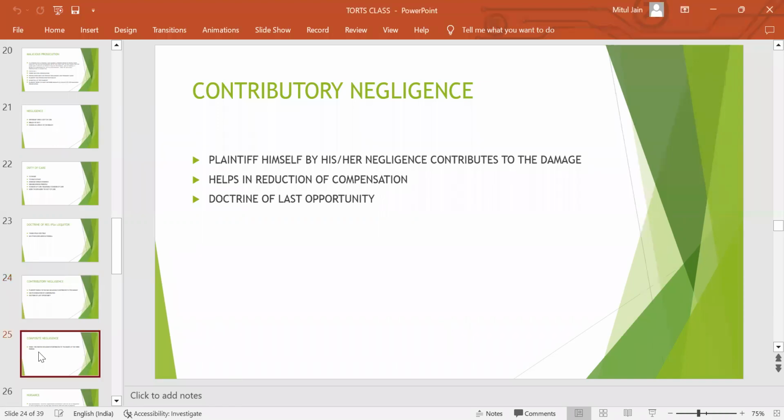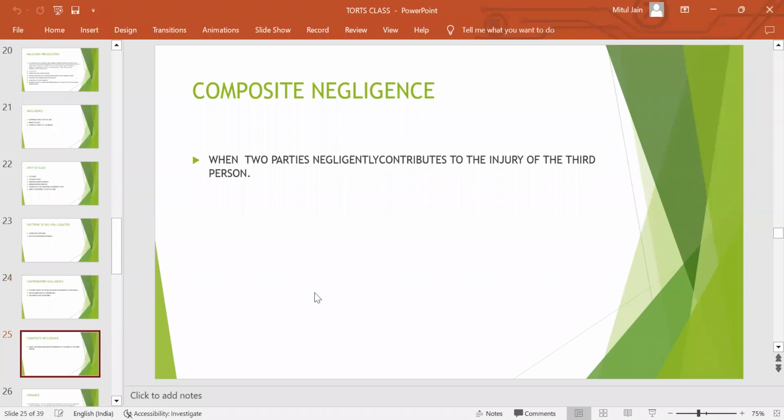The last topic with respect to negligence is composite negligence. Just read and explain this to me. Contributory समझ में आ गया? अब बताइए मुझे composite क्या कह रहे हैं?